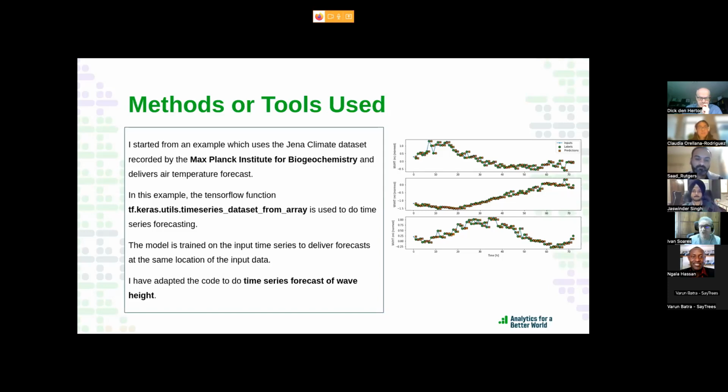So what you see here is the output of the neural network. What you see is the last 72 hours of the time series, the last 3 days of the time series. And in green, you see the observations, and the crosses are the forecasts. So it's a very simple model, which is delivering 1 hour forecast. That's it.